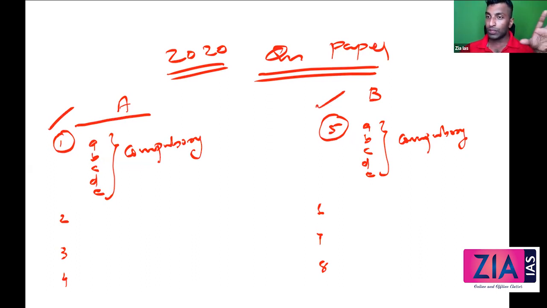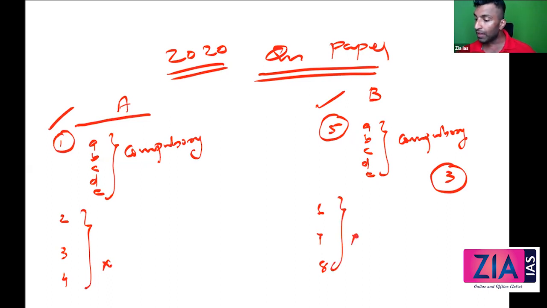Now, if you see 2, 3, 4, 6, 7, 8, you have 6 questions, out of which you need to attempt 3. Can I select all the 3 from here? No. Can I select all the 3 from here? No. So I need to make sure that I select at least 1 from both. Let's suppose I have selected this from here, I can select 2 from the other. That is how you need to approach this paper. So I need to select 3 from 6.